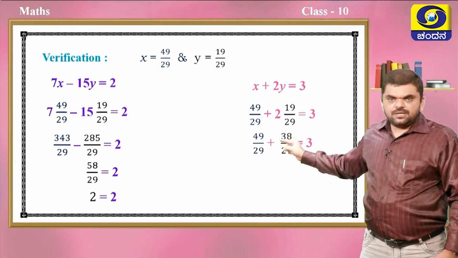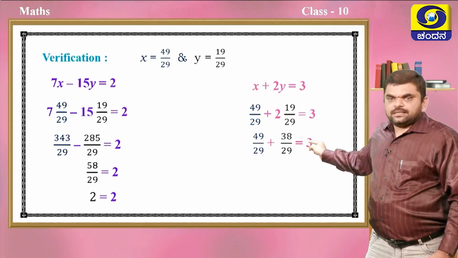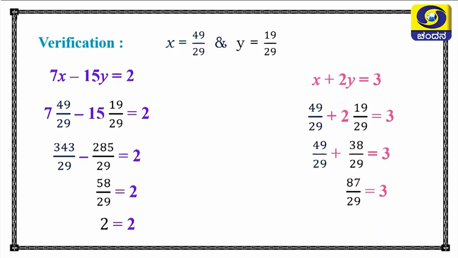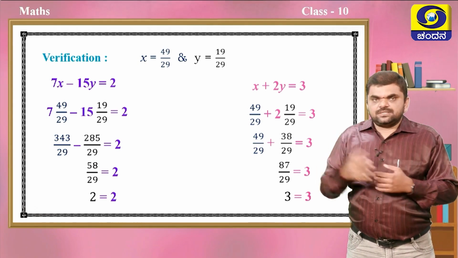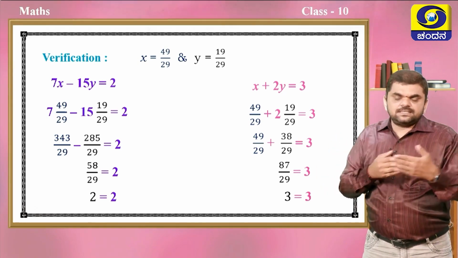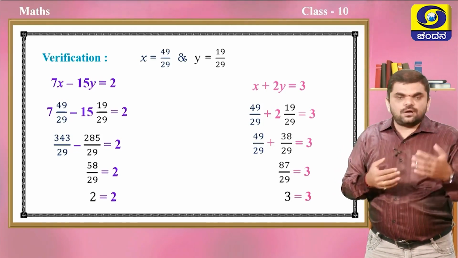On simplification, 49 by 29 plus 38 by 29 is equal to 3. On simplification, 87 by 29 is equal to 3, that is 29 ones are 29, threes are, that is 3 equals 3. We get LHS is equal to RHS, and our problem is solved.